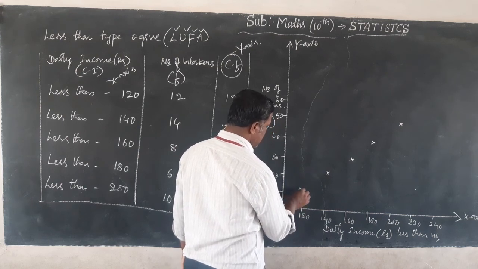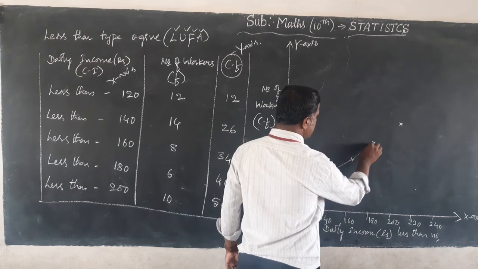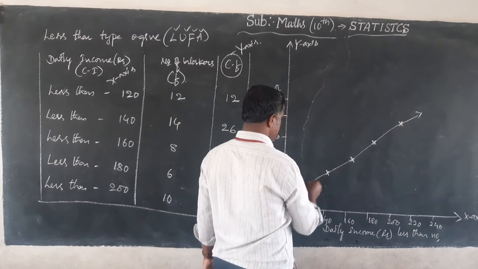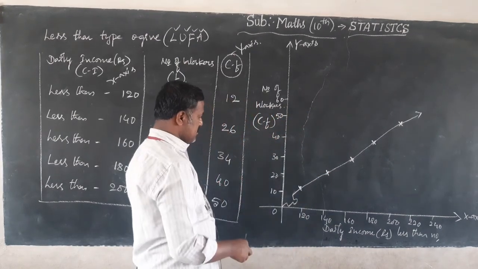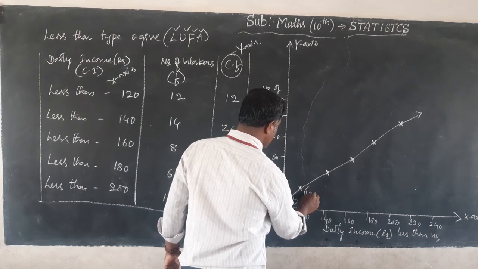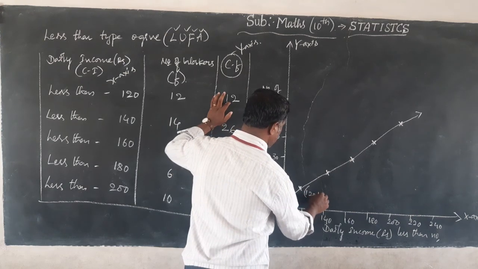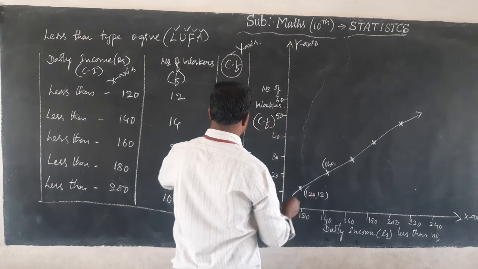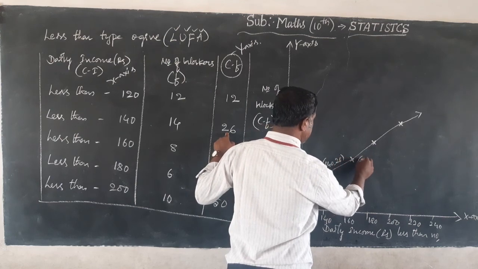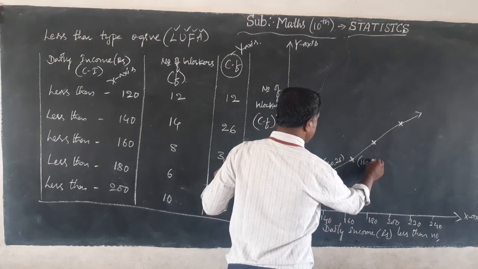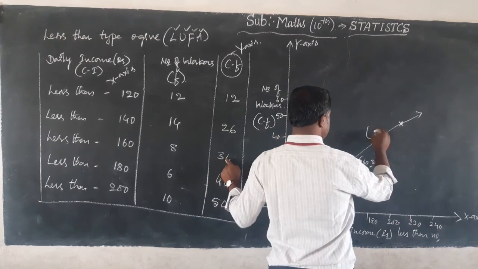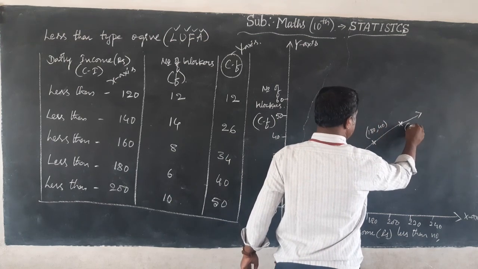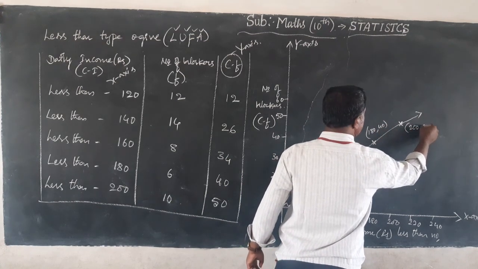Take your scale, just to connect points. Using scale, you should connect the points. Children, so here the point is 120 comma 12. And here the point is 140 comma 26. Here the point is 160 comma 34. And here the point is 180 comma 40. And the last point is 200 comma 50.